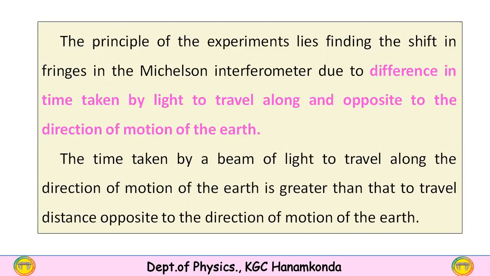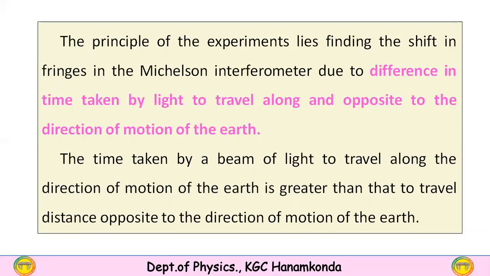In this experiment, one light ray is going along the direction of earth's motion, and one ray is coming in the opposite direction. The interference pattern is taken at one point by the superposition of these two rays, and there the fringe shift occurs. The time taken by a beam of light to travel along the direction of motion of the earth is greater than that to travel the same distance opposite to the direction of motion of the earth.